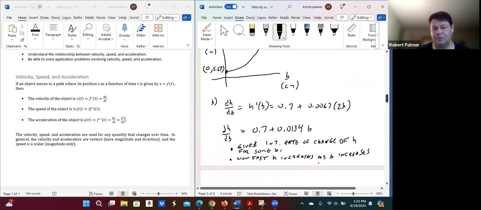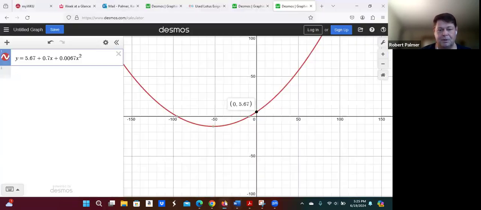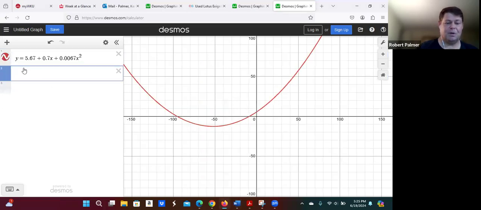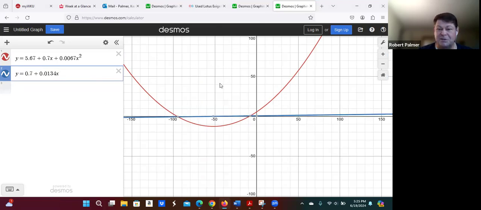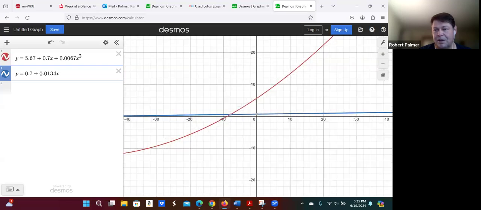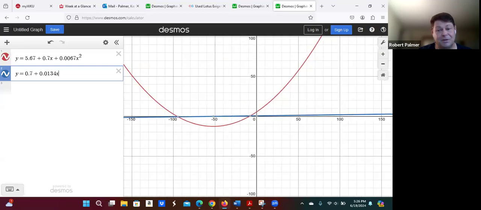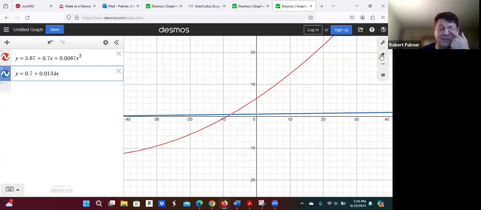So let's go back to Desmos. Let's plot on the same set of axes. So y equals 0.7 plus 0.0134x. And you see it increases pretty slowly. So let's zoom in a bit until it's not quite a flat line, but it's fairly flat. Our slope is pretty small. It basically tells us how it increases. So it says it's not a very fast increase.